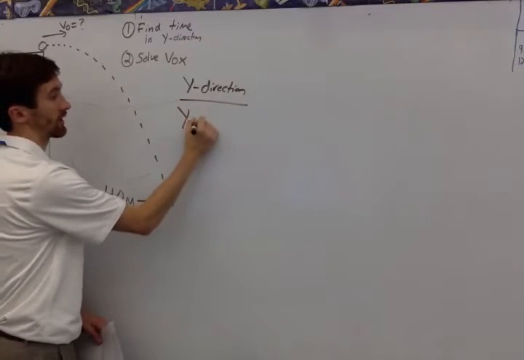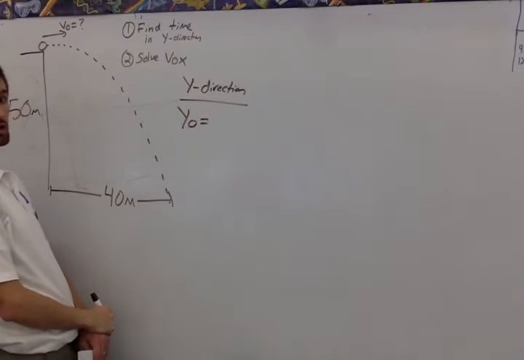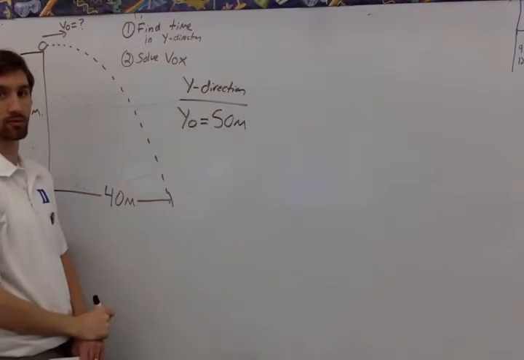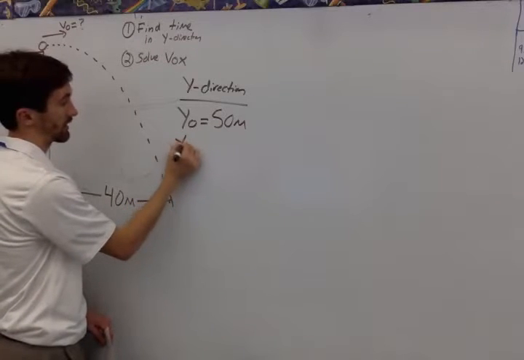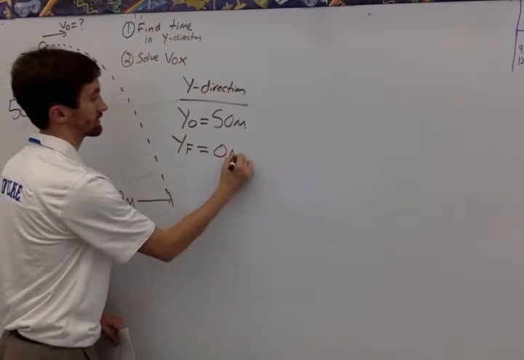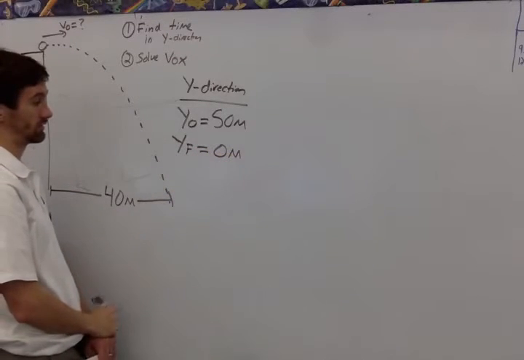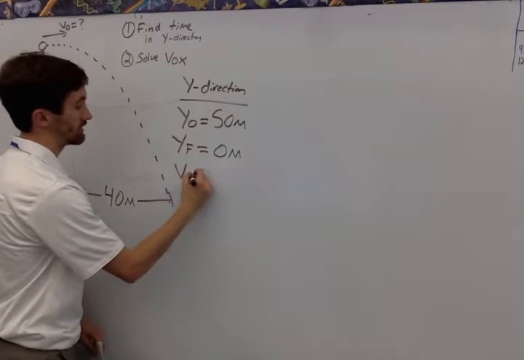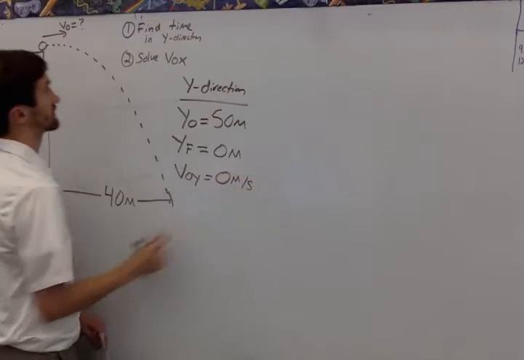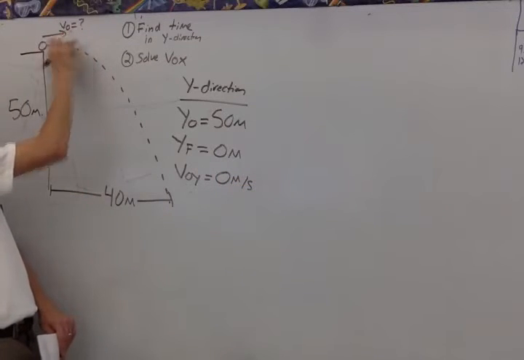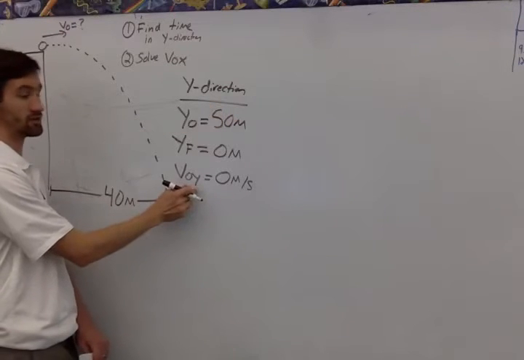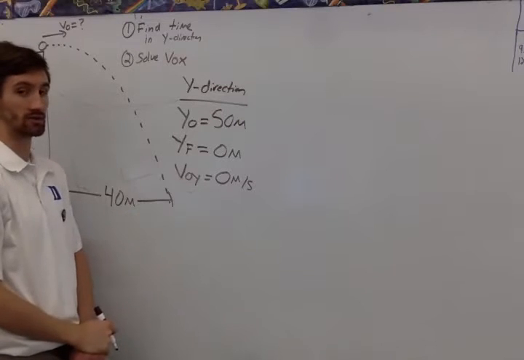We know that our initial position is 50 meters because we start at the top of the cliff. We know that our final position is 0 meters because we land at the ground. We know that our initial velocity in the y direction is 0 meters per second because all of this velocity is perfectly horizontal. It's in the x direction. There's nothing going in the y direction, so it's 0.